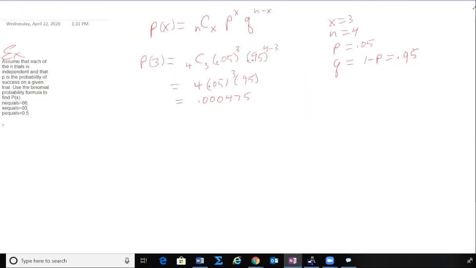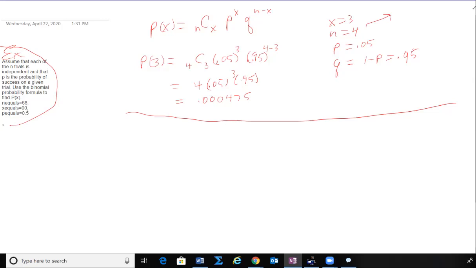Okay, so that's how we used it in the last problem. Now, here's our next problem over here. We'll assume that there are n trials. So n trials means, like in this case, n was 4. Each bulb that we pulled out was considered a trial. We could view it that way. And we had 4 trials, 4 bulbs.